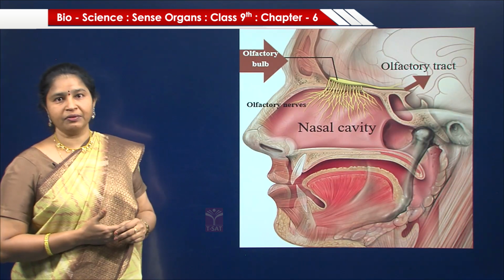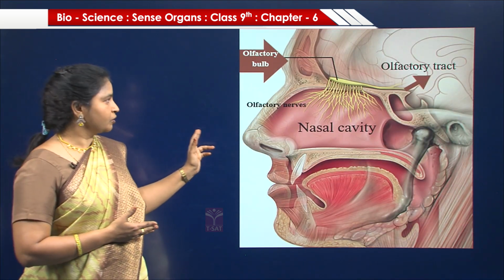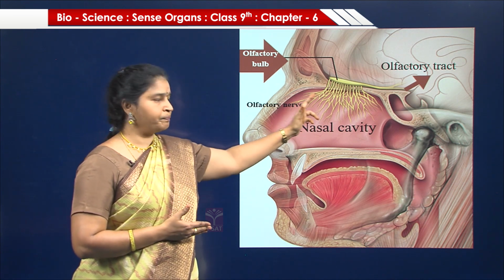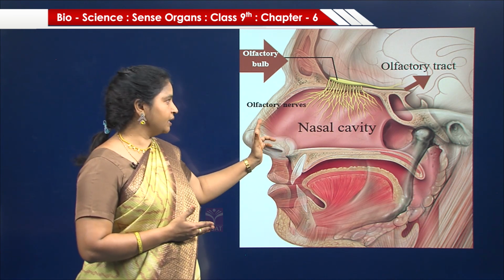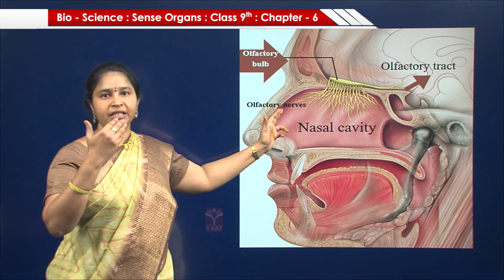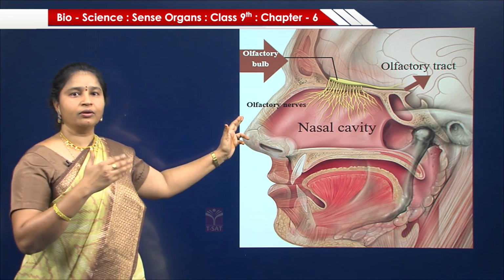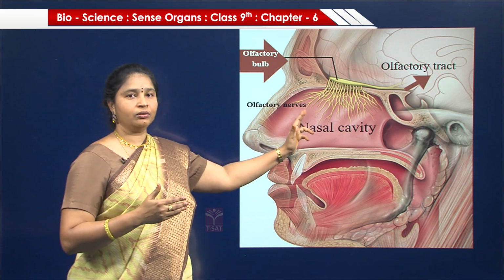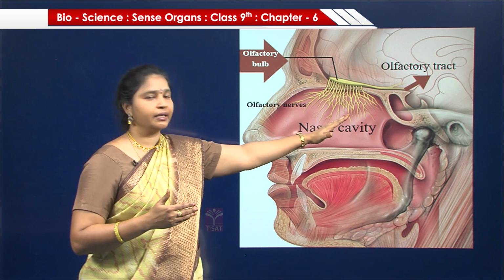So, we will understand with the help of this picture. Here you are seeing our internal nose, that is the internal nasal cavity. That means, when we take the air in, where does it go? Here. So, that air passes through this nasal cavity.